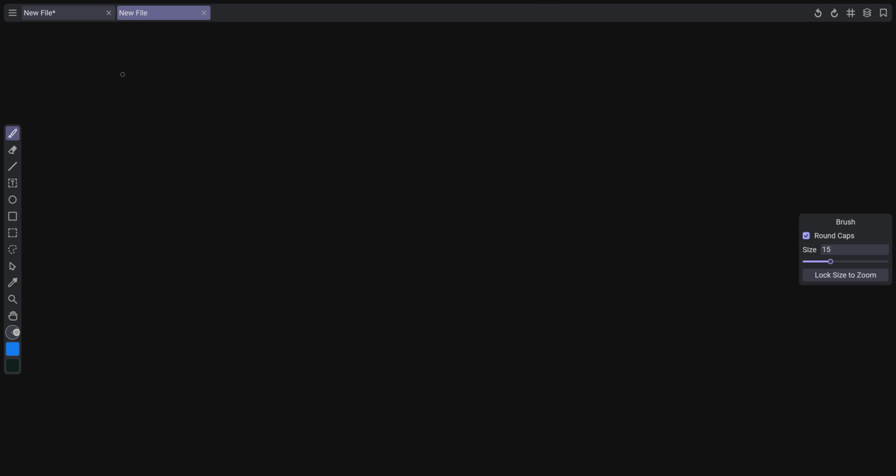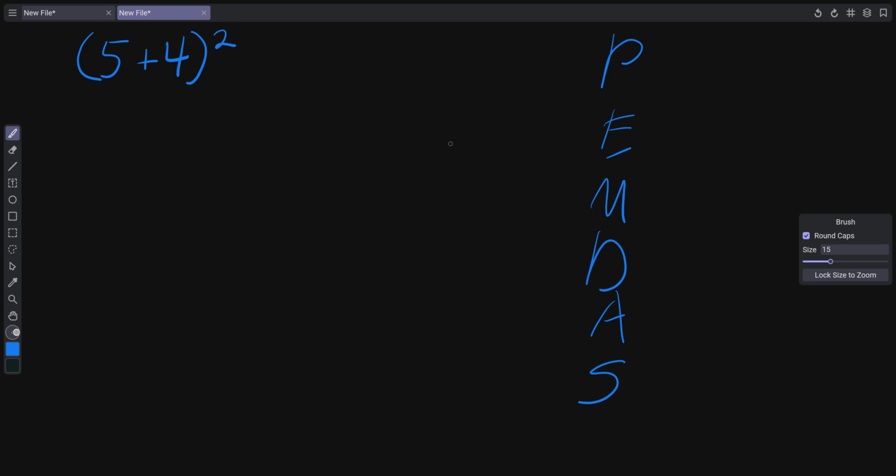So let's say we had something similar to what we had on the screen before. Say we had something like (5 + 4) squared. How would we go about simplifying this normally? Well, we could use the order of operations, PEMDAS. So we would start with what was in the parentheses first.